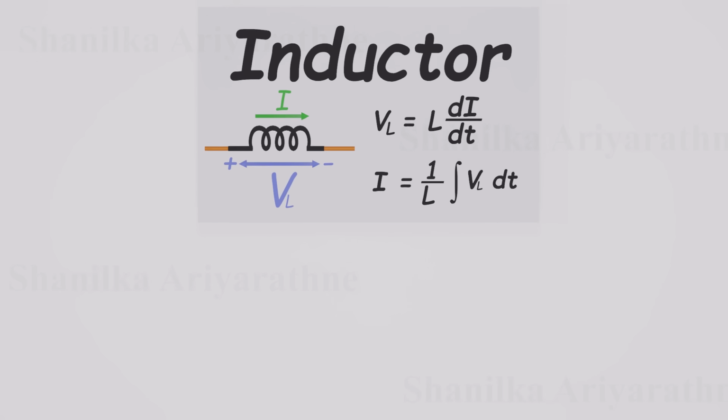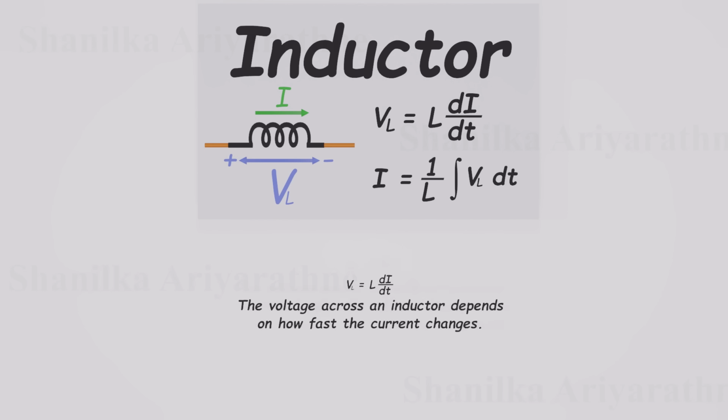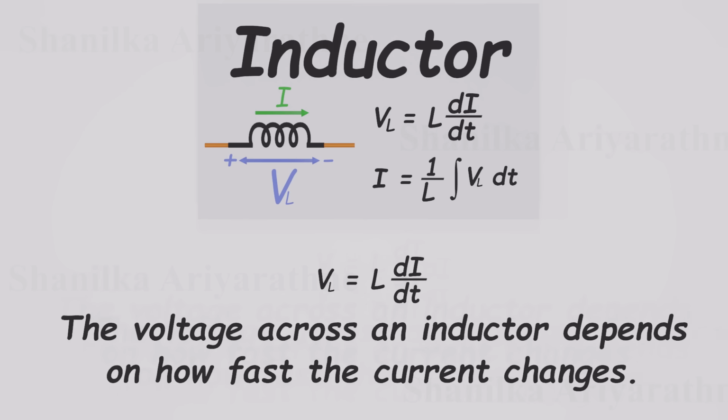Next, let's look at the inductor circuit. The rule for an inductor says the voltage across it depends on how quickly the current is changing over time. In other words, voltage is proportional to the rate of change of current, how fast the current is increasing or decreasing. If you'd like a deeper dive, check out our full video on inductors. The link's in the description.